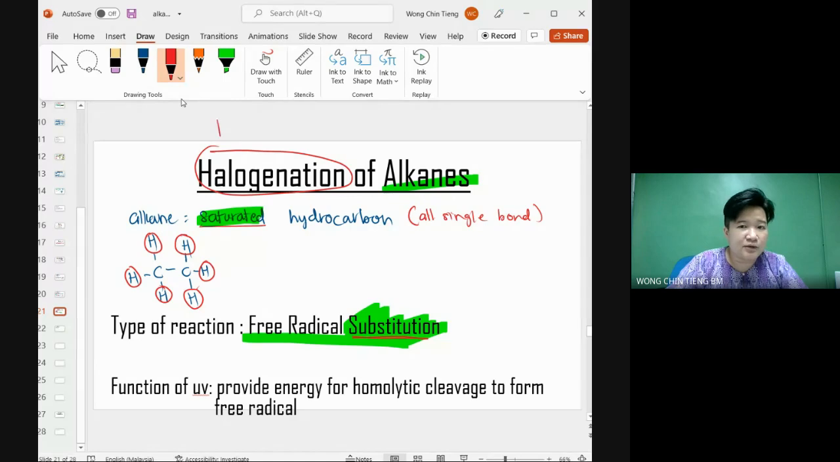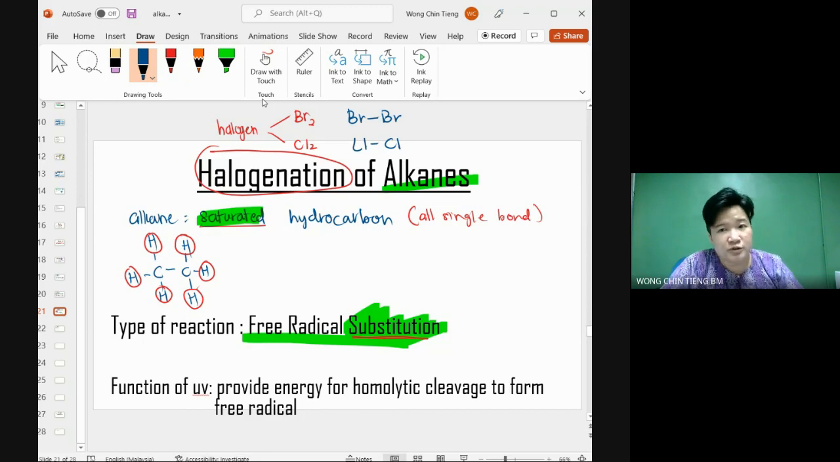Halogenation means kita akan guna halogen. Halogen yang kita guna sama ada Br2 ataupun Cl2 sahaja. Kalau kita lukis balik, kamu akan ingat Br look something like this, Cl look something like this. Because Miss Wong said Br boleh jadi electro, boleh jadi nucleo, boleh jadi free radical. So Br nak jadi apa akan depends pada orang ini nak jadi apa.